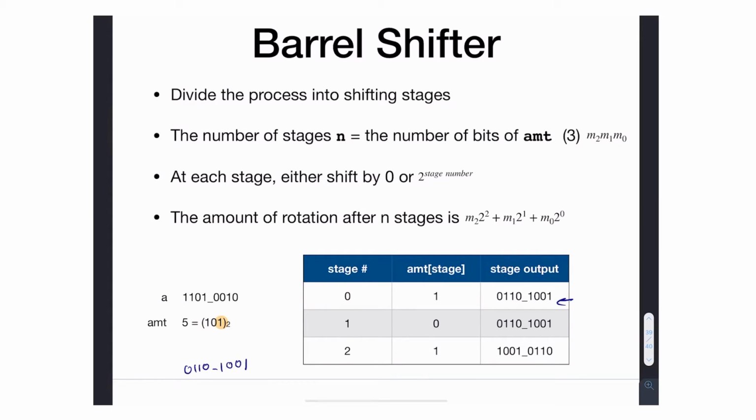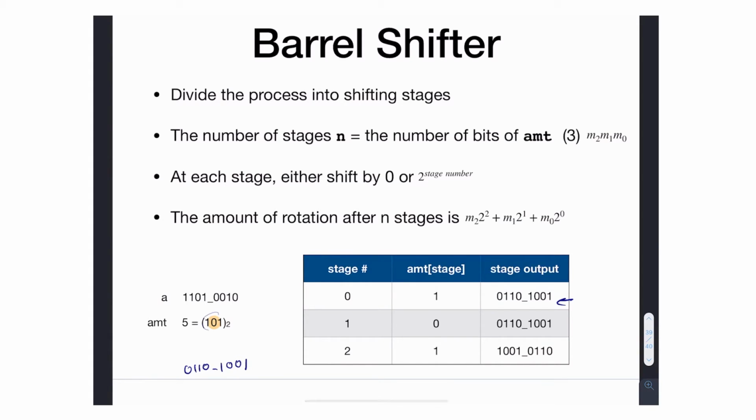Okay, what I need to do is go to the next stage in the shift. The next stage in the shift is actually going to the second shift amount, and I'm shifting it here, and it just happens to be 0. Because it's 0, what this rule tells me is that at each stage you either shift by 0 or by 2 to the stage number, based on the value of the bits. Just because it's 0, I don't need to do any shift. My shift is by 0, so I'm going to move to the next step.